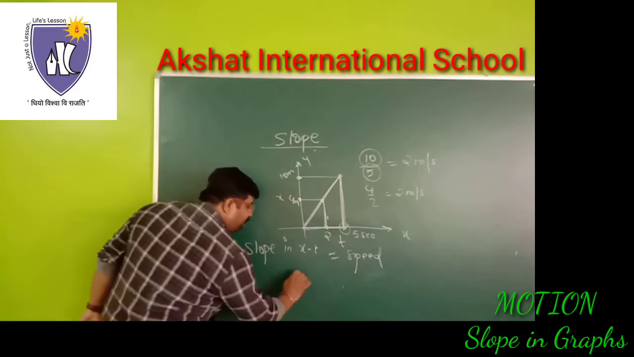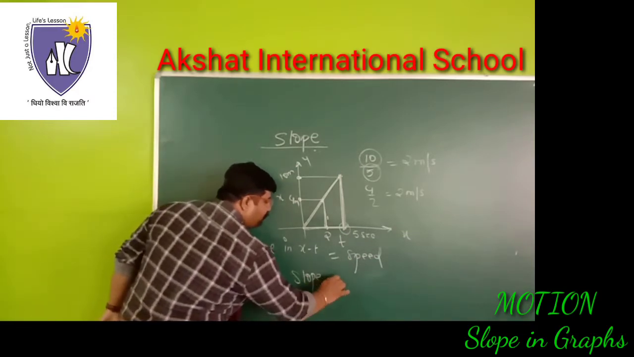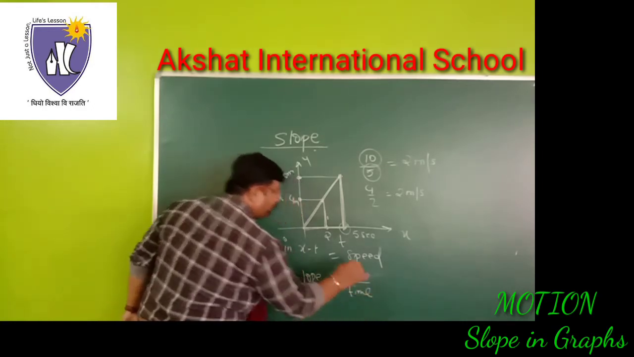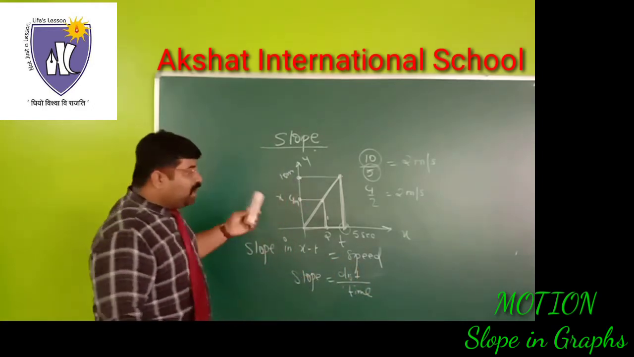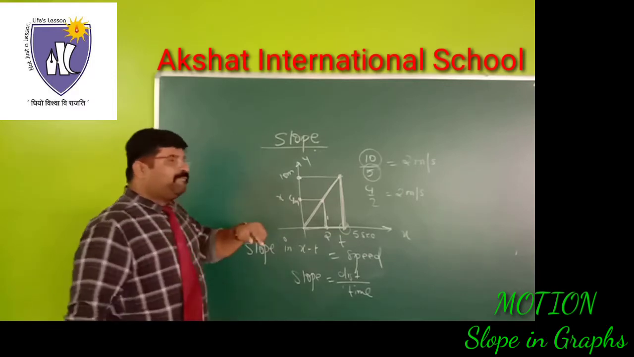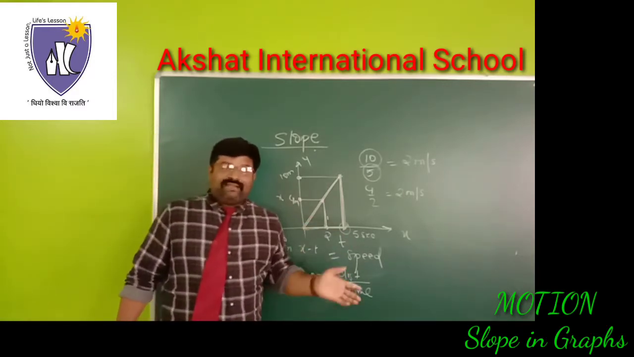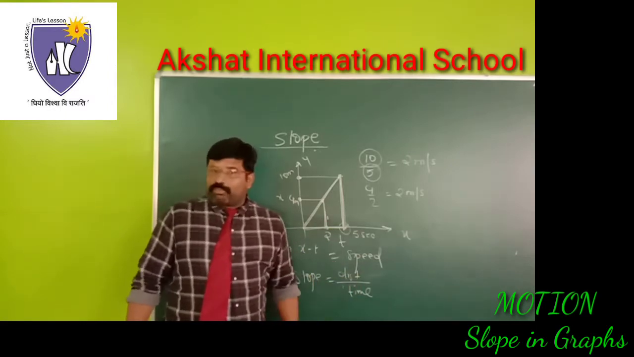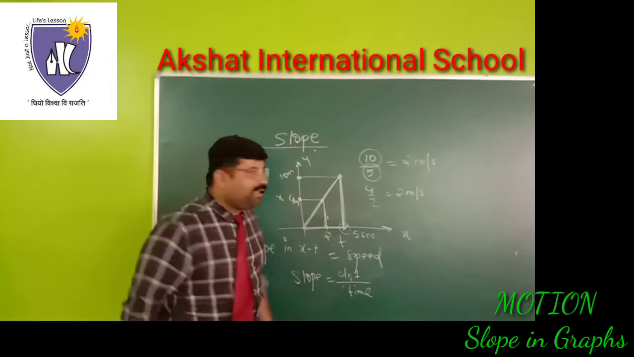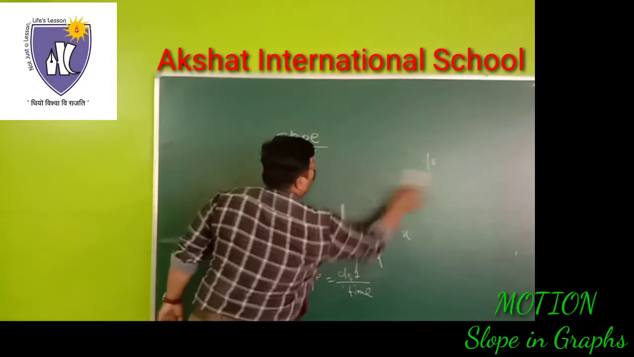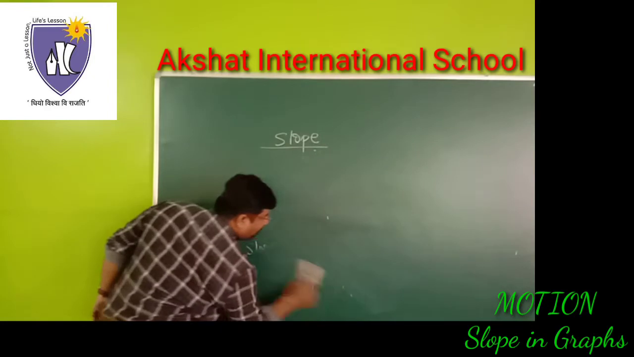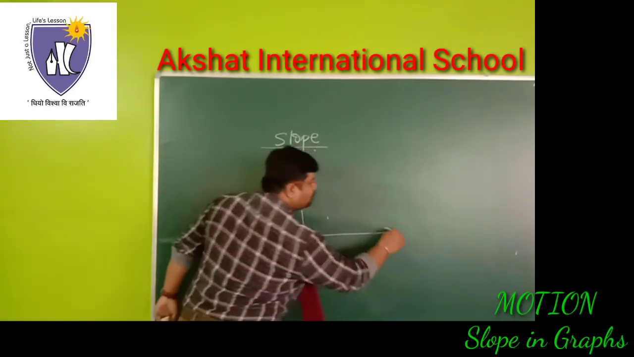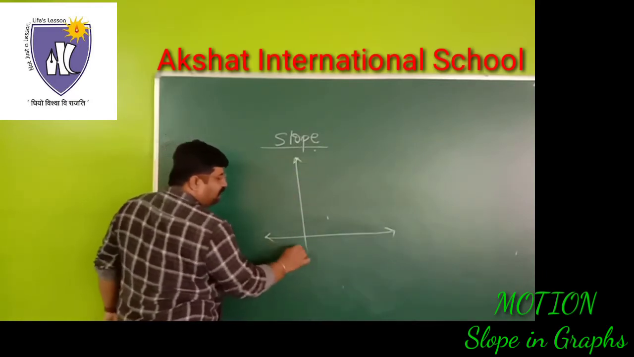Okay, I can simply write that slope will be equal to distance upon time. Now if I draw the same graph which I had drawn earlier, we can compare which car is moving with greater speed at the same time. Let's draw the graph again.